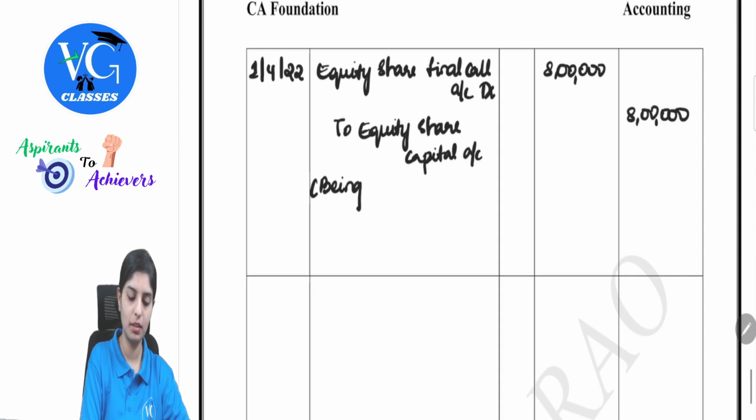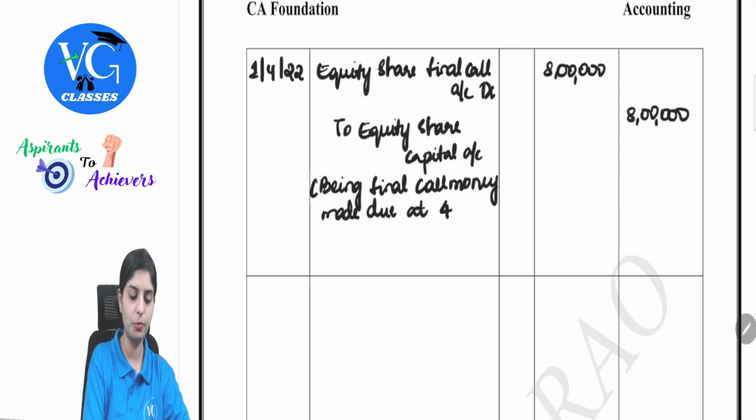Being final call money made due on 4 lakh shares at rupees 2 per share.